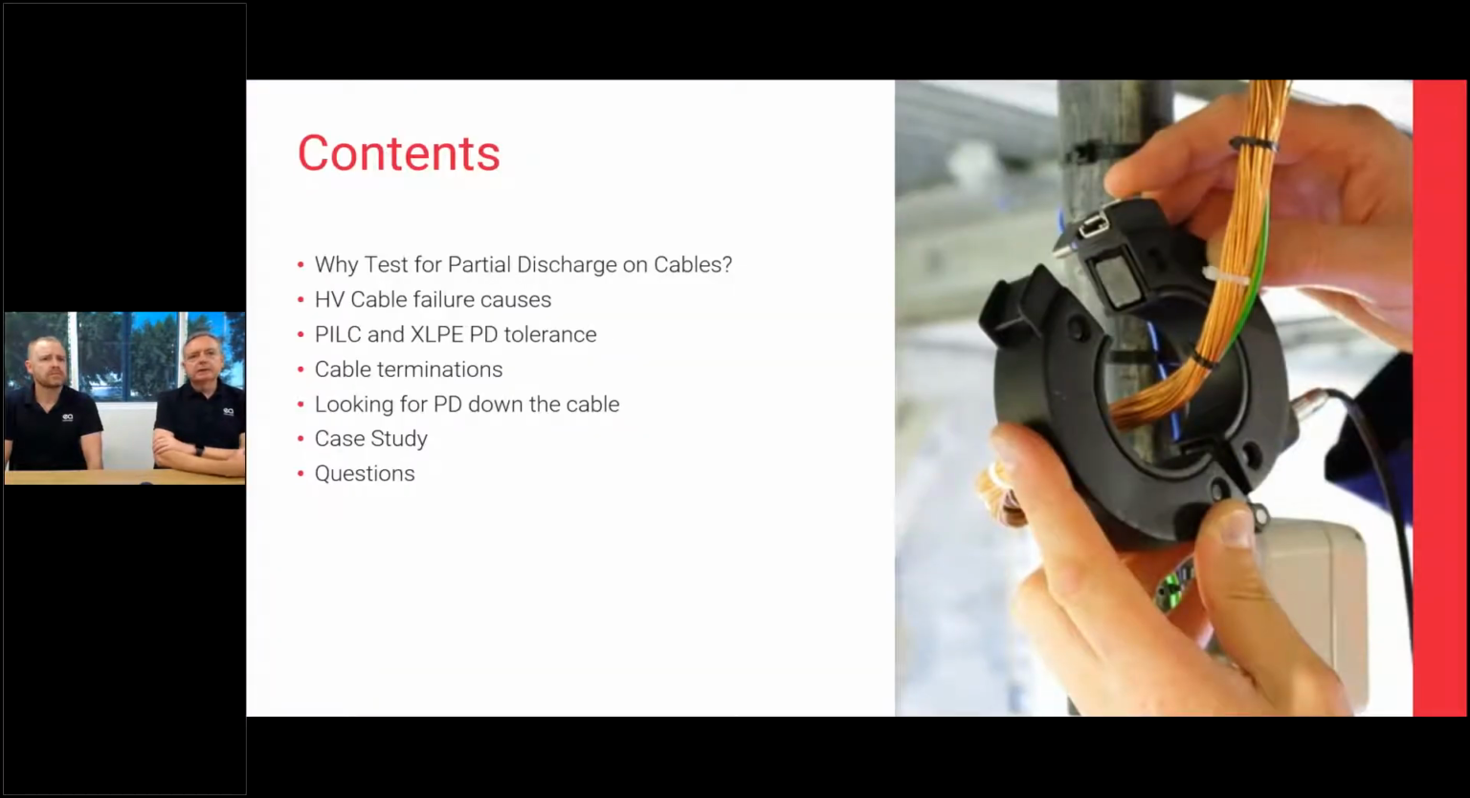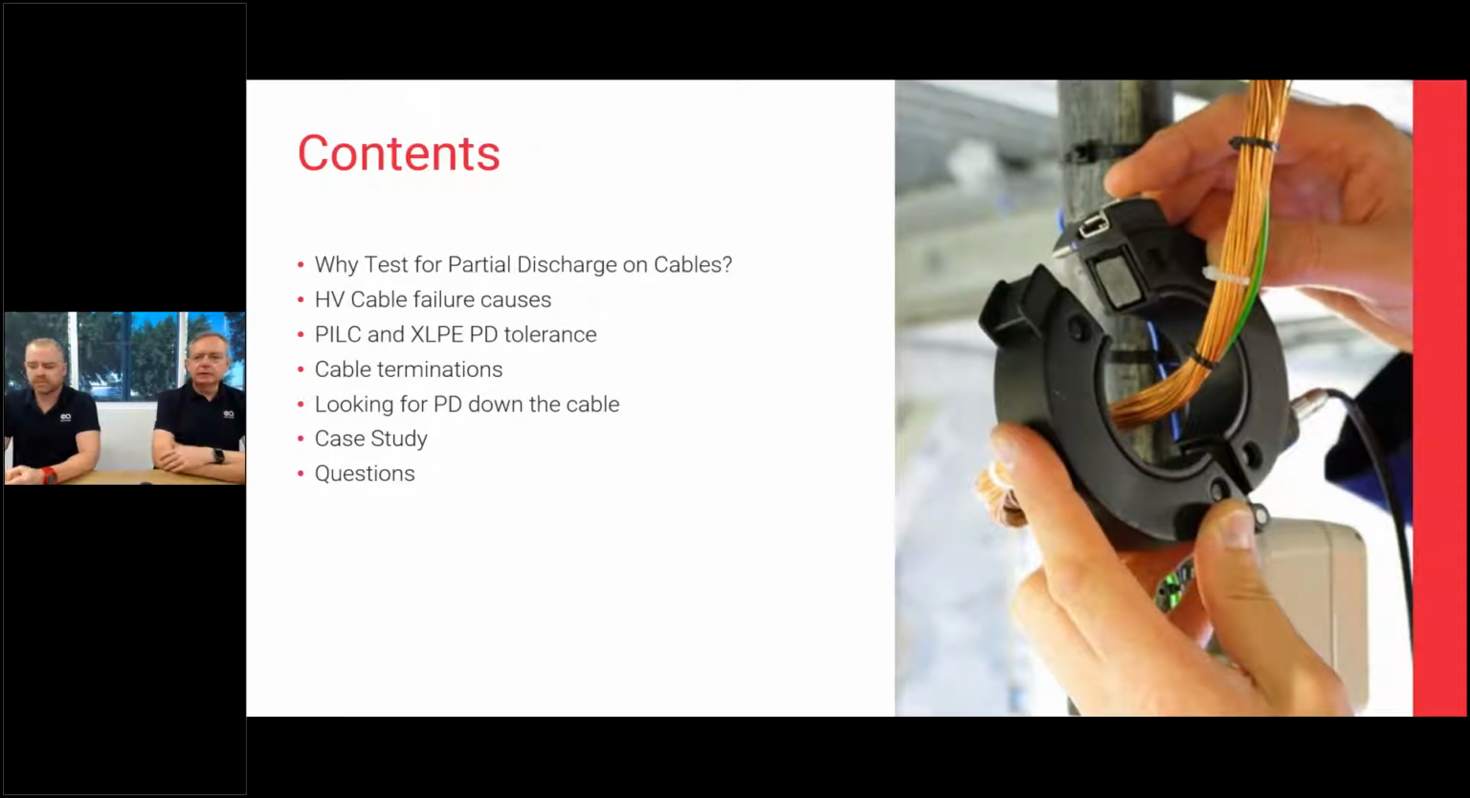So the contents of the presentation today: we're going to talk about why we test on cables, just very briefly, and some interesting statistics on the failure causes that we see on cables. We'll briefly mention the difference between the different types of cables, paper cables, XLPE cables, and the relevant tolerances in how they deal with PD. Then cable terminations. It's that whole grey area, what is actually switchgear and what is actually cable. When we've got switchgear plant people, they don't want to own the cable termination, and the cable engineers don't want to own the cable termination either, because that's where most of the problems occur.